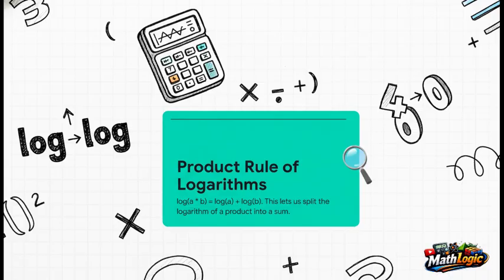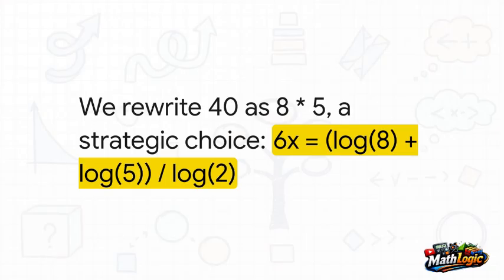We can simplify that log of 40 using another handy rule, the product rule of logarithms. It lets us break apart a logarithm of something being multiplied. So let's rewrite 40 as 8 times 5. Now, you could use 4 times 10, but I'm choosing 8 for a very strategic reason, and you're going to see why in just a second. Using our new rule, log of 8 times 5 becomes log of 8 plus log of 5.